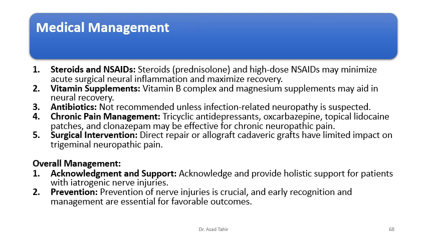Medical management. Steroids and NSAIDs: steroids, prednisolone, and high-dose NSAIDs may minimize acute surgical neural inflammation and maximize recovery. Vitamin supplements, vitamin B complex, and magnesium supplements may aid in neural recovery. Antibiotics are not recommended unless infection-related neuropathy is suspected. Chronic pain management: tricyclic antidepressants, oxcarbazepine, topical lidocaine patches, and clonazepam may be effective for chronic neuropathic pain.